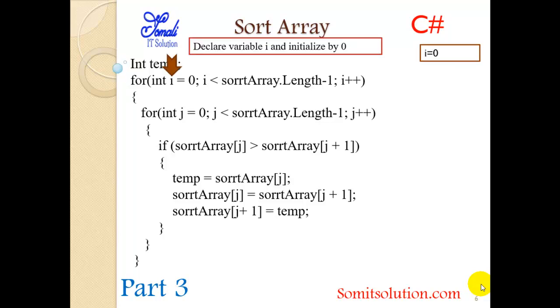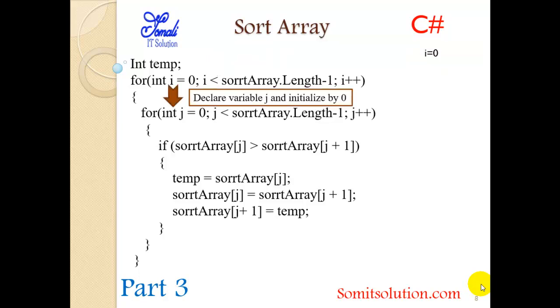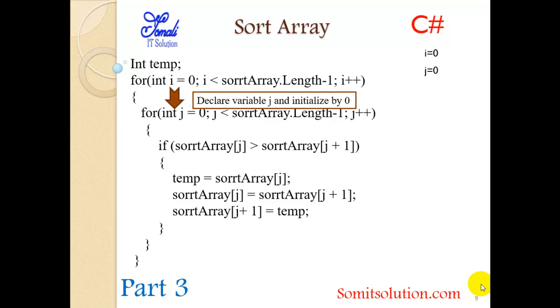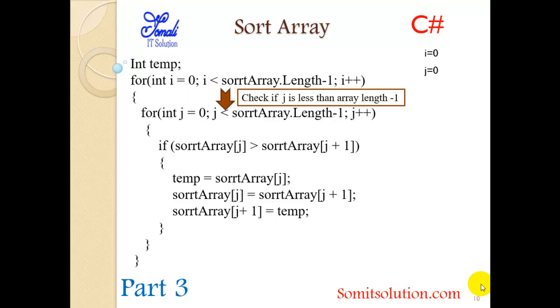Declare variable I and initialize 0. Check if I value is less than array length minus 1. Our array length is 4 and 4 minus 1 is 3, so I is less than 3. Declare variable j and initialize 0. Check if j value is less than array length minus 1. Our array length is 4 and 4 minus 1 is 3, so j is less than 3.